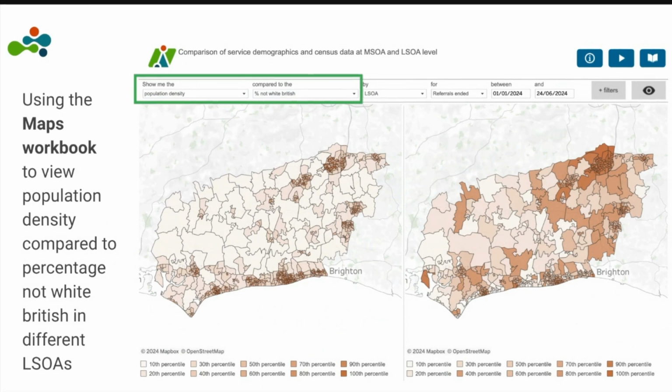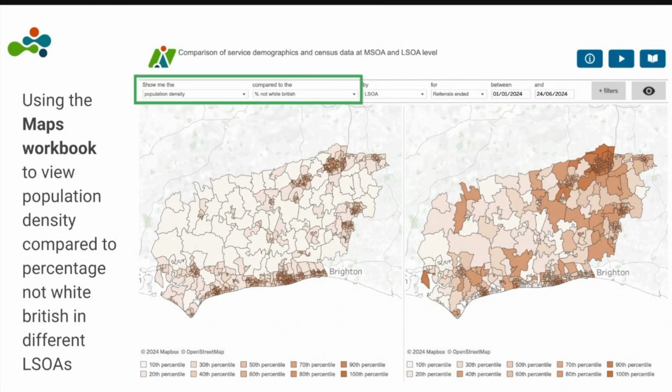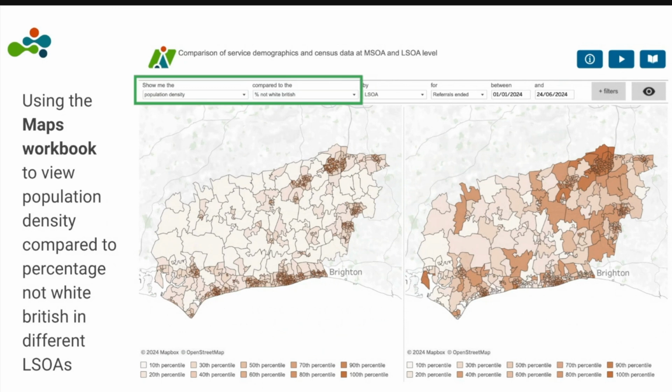In this case, we're just looking at population density on the left, and the percentage of the population who are not white British on the right. And that allows you to see where the real differences are between those maps. There's a lot of information to explore on this particular workbook.